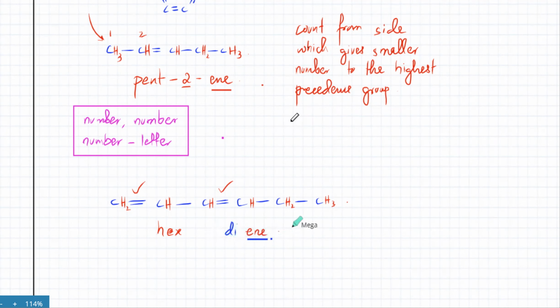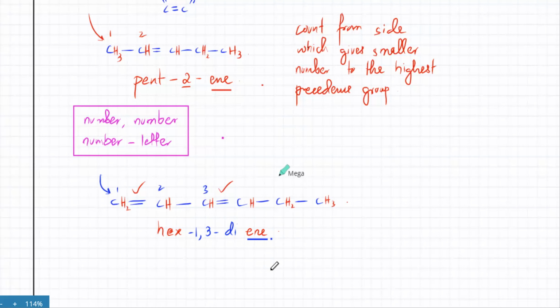So if you have multiple functional groups, it's di or tri or tetra. So what are the positions of the two enes? 1 and 3. You're going to count from the side which gives the smaller number, which is this one. This is 1, 2, and 3. So one is at 1 and the other one is at 3. So is this clear?